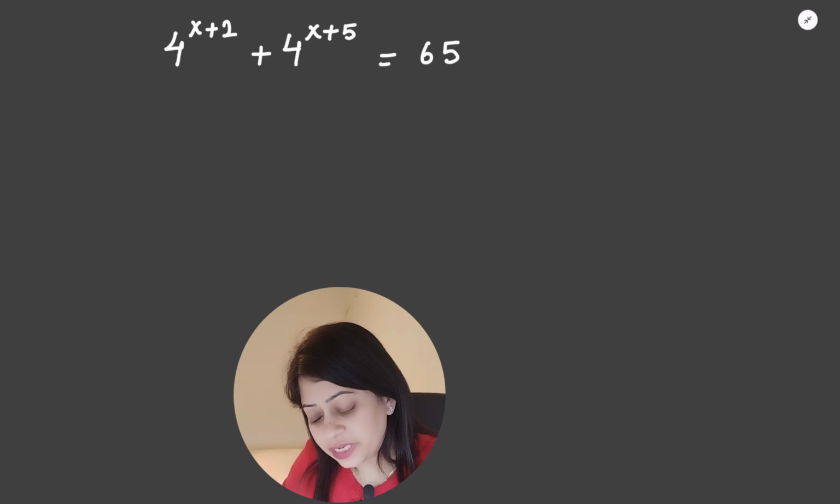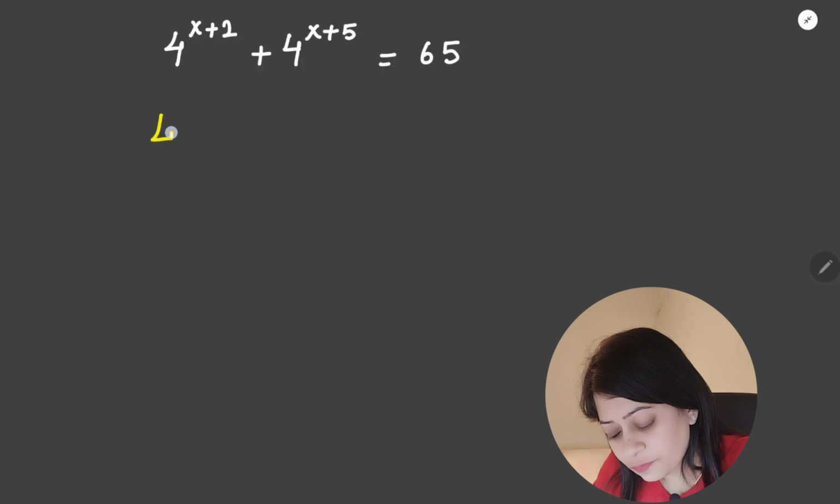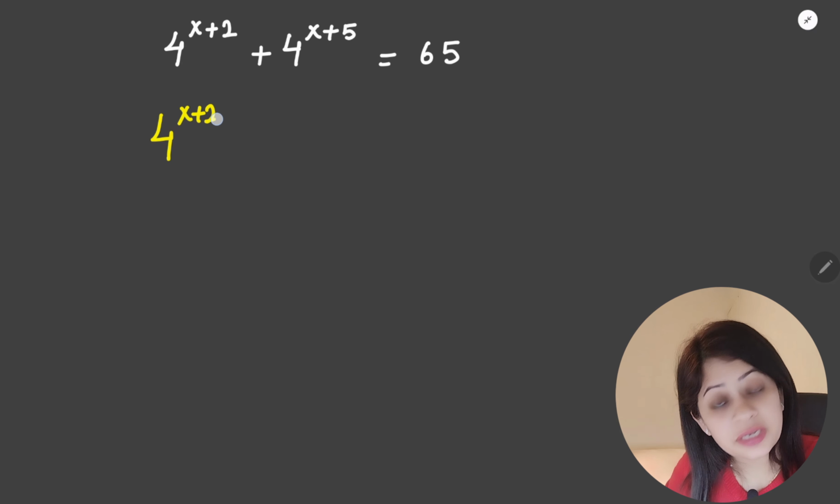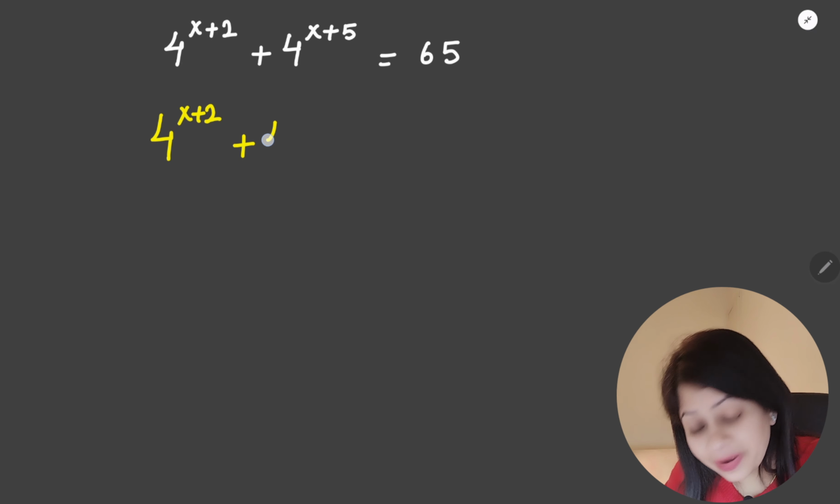What do we have? We have this question today: 4 raised to power x plus 2 plus 4 raised to power x plus 5 is equal to 65, and we need to solve it for x. How will we proceed now? We know that this is 4 raised to power x plus 2, right? Now 4 raised to power x plus 5 can be written as x plus 2 plus 3, right?